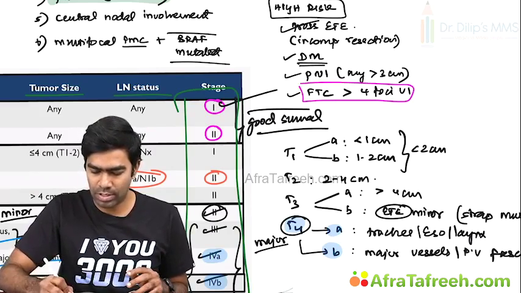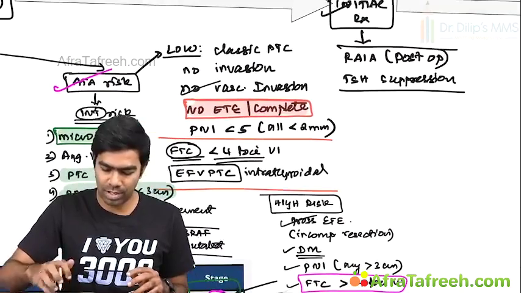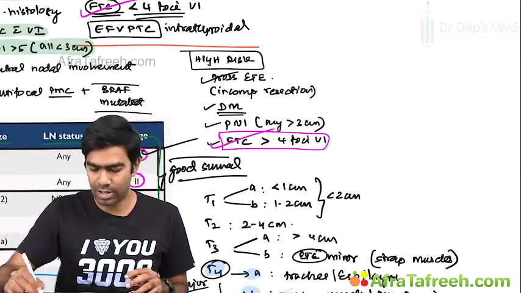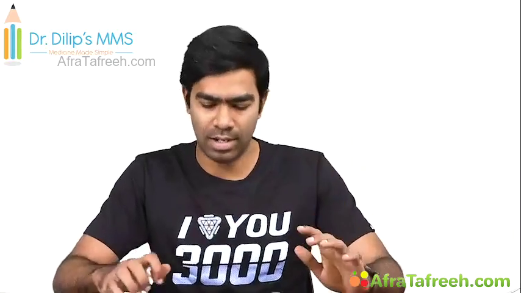We studied this already, isn't it? If it's less than 4 foci of vascular invasion, that is low risk. If you have more than 4 foci of vascular invasion, that is definitely high risk. So this is how you're going to classify based on the ATA risk, whether it's low risk, intermediate risk, or high risk. So where will they concentrate in the exams? Remember, first is the extrathyroidal extension. First point, this is the most important.